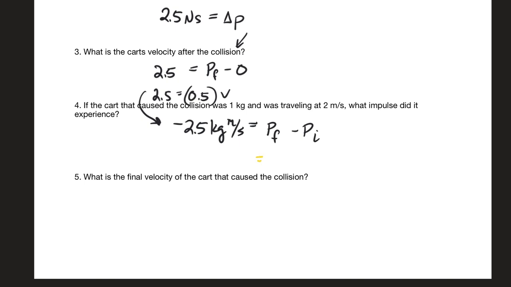Well, anyways, we're supposed to find the final velocity. We were told it's a 1 kilogram block traveling at 2 meters per second at first. So that's going to be 1 kilogram times, I don't know the final velocity, minus 1 kilogram times 2.